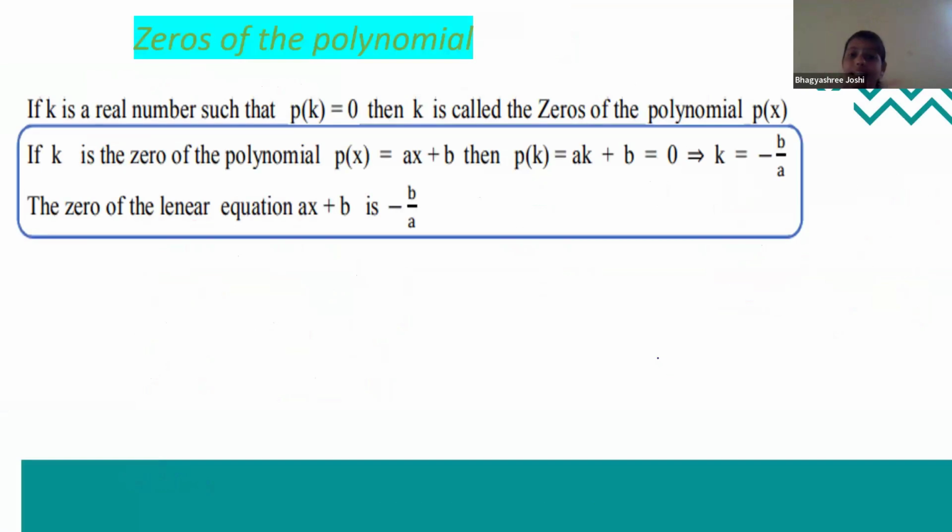Next. Yes, zeros of the polynomial. Next comes one of the interesting concepts, that is zeros of the polynomial. Yes, dear children, zeros are called heroes in mathematics. Why? In all the situations, everywhere we are seeing zero. Yes, so now let us see.